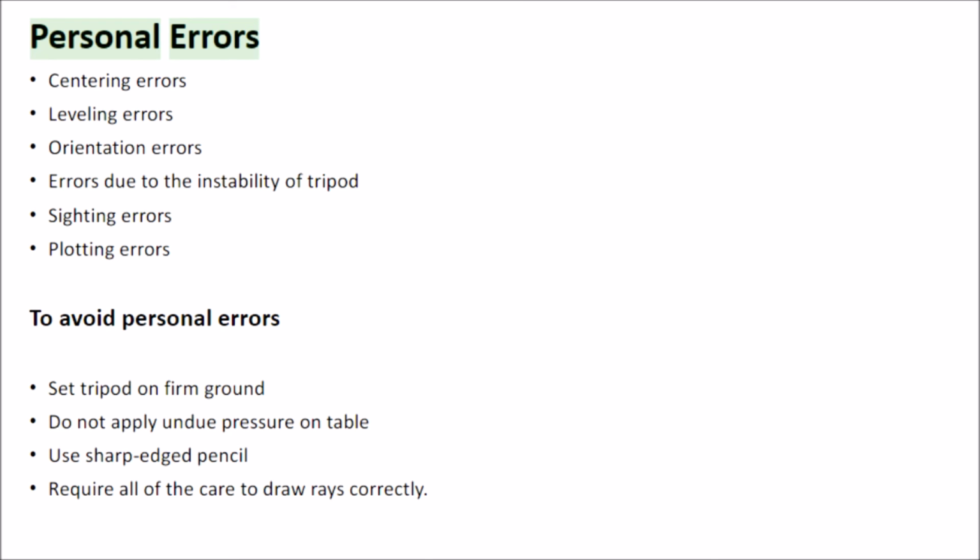Personal errors. Centering errors. Leveling errors. Orientation errors. Errors due to the instability of the tripod. Sighting errors. Plotting errors. To avoid personal errors, set the tripod on firm ground. Do not apply undue pressure on the table. Use a sharp-edged pencil. Take all of the care to draw rays correctly.